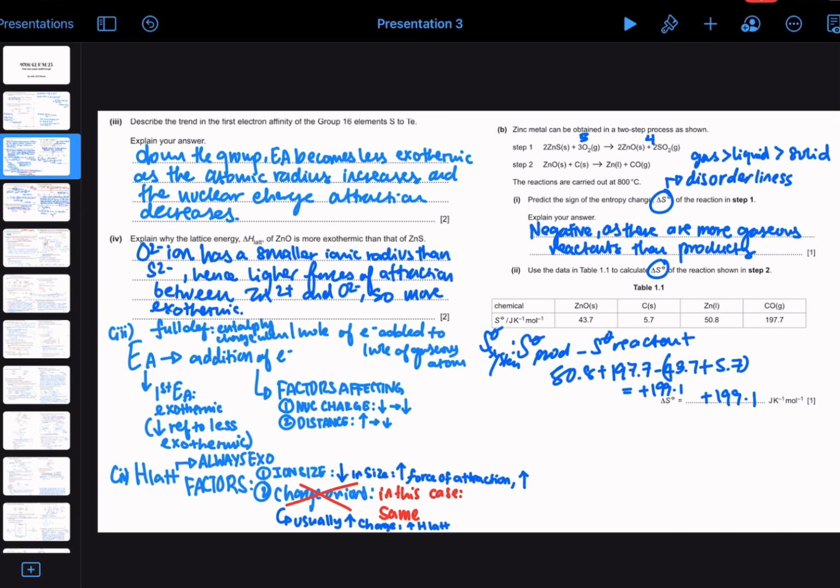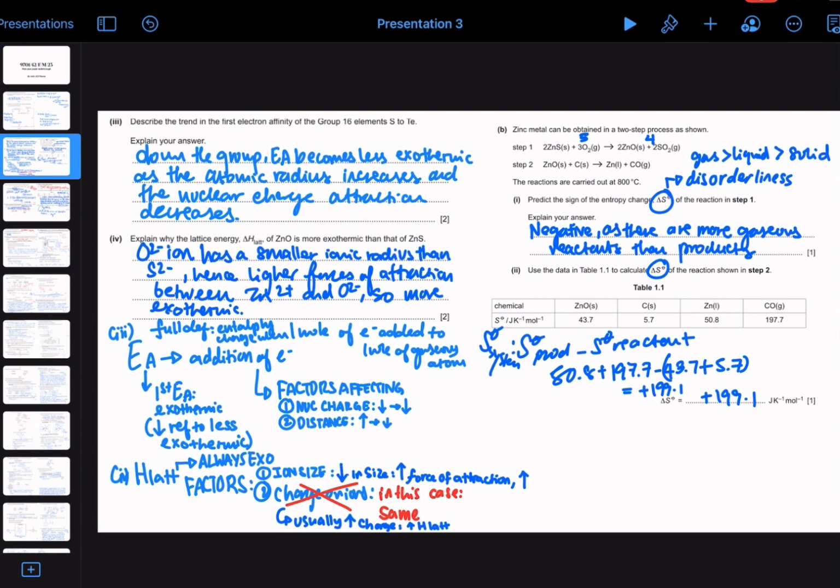Alright, again, let us discuss further your electron affinity. The full definition is basically the enthalpy change when 1 mole of electrons is added to 1 mole of gaseous atoms. Usually your first electron affinity is going to be exothermic. Whenever I put an arrow, it refers to less exothermic, just to clarify that. The factors affecting it include nuclear charge, so when it decreases, it becomes less exothermic, and when the distance increases, it becomes less exothermic as well.